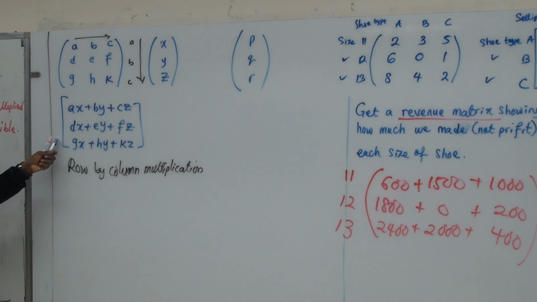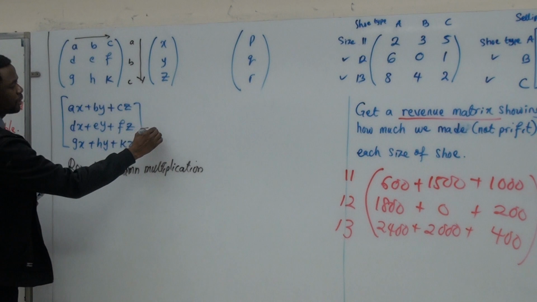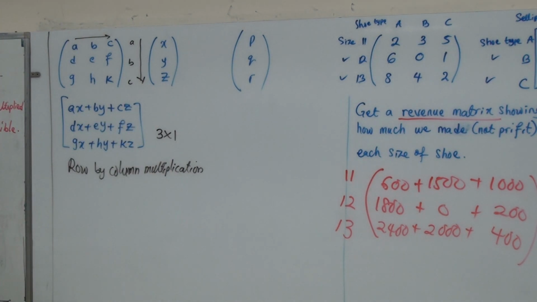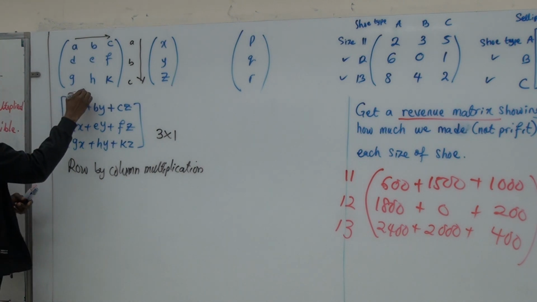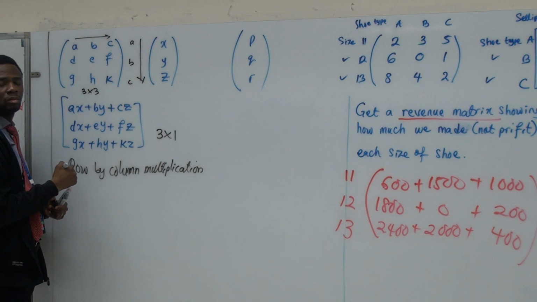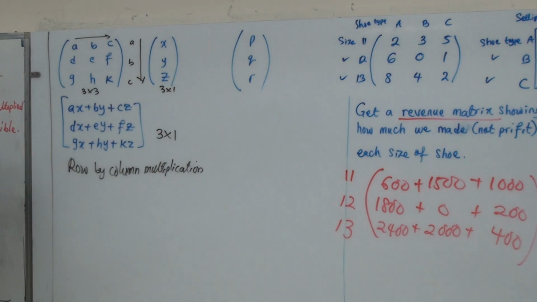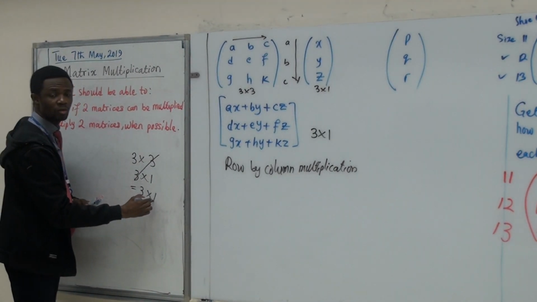Now, what is the order of this result? Remember what order means from yesterday? What is the order of this matrix? 3 by 1. What is the order of this one? 3 by 3. What is the order of this one? 3 by 1. So let's see from what I told you yesterday. 3 by 3 multiplies 3 by 1. What is the result? 3 by 1.